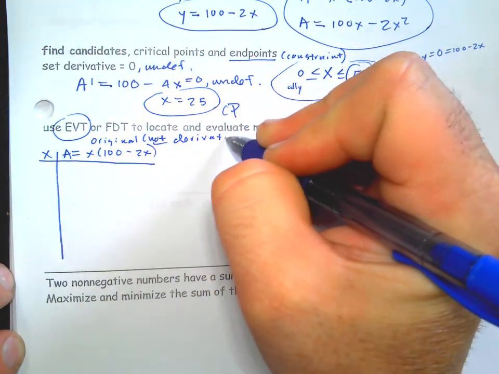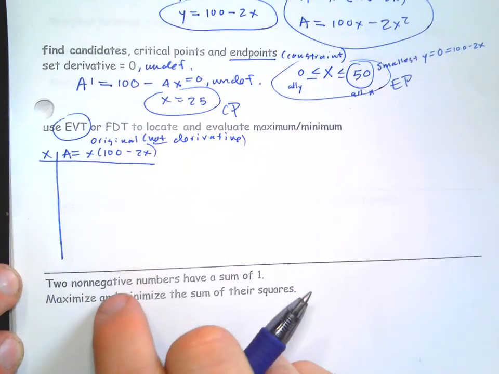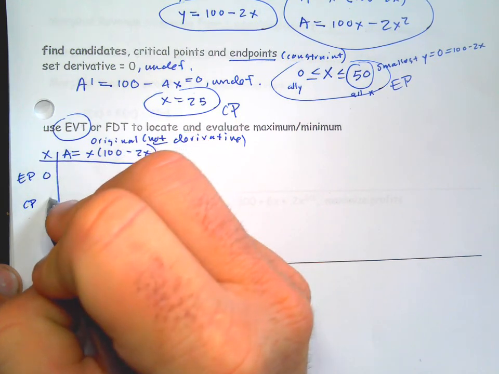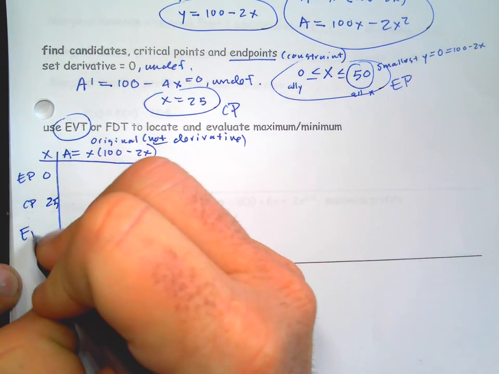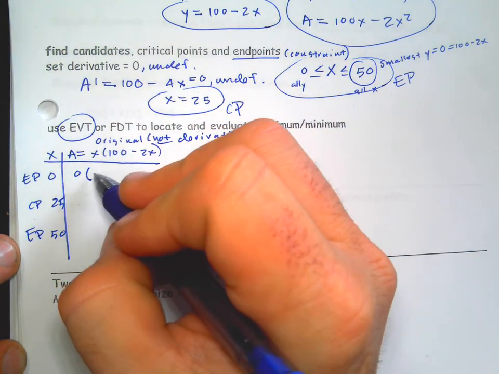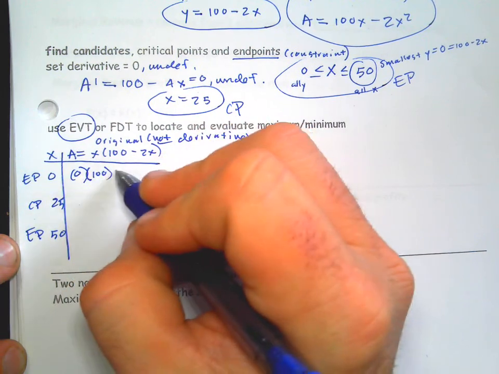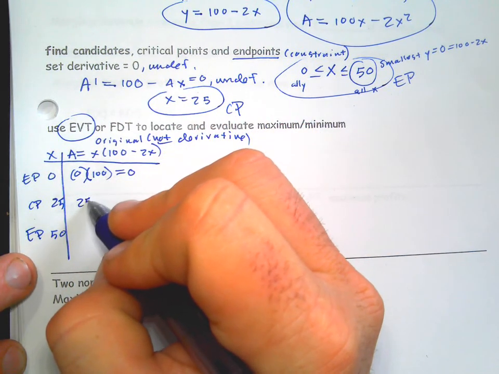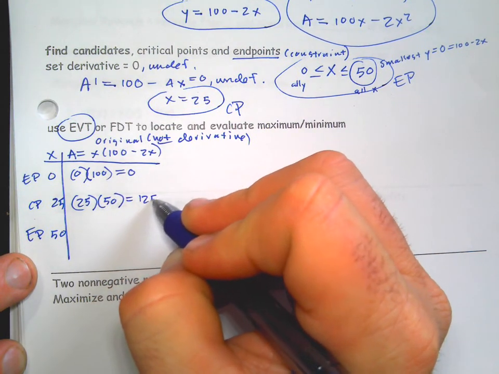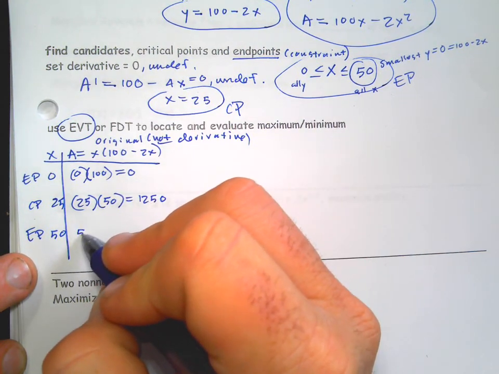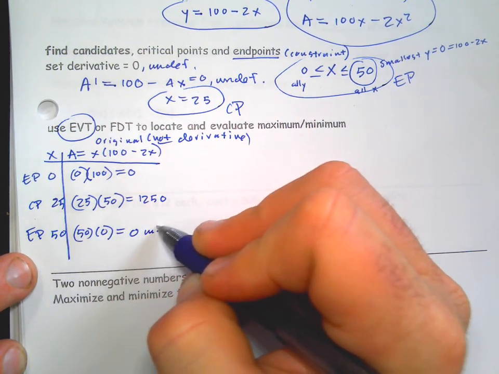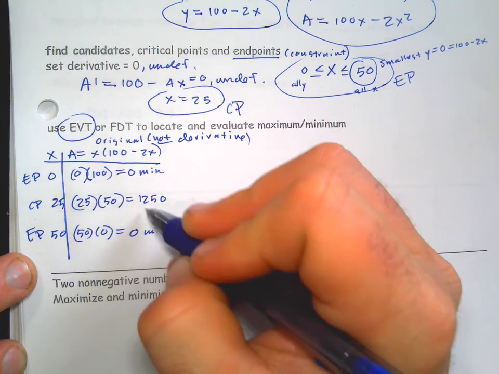Sometimes people accidentally decide to start plugging these into that last thing that you had. So we have our endpoints, and our critical points, and we're going to just test them all. So if you plug 0 in here, you get 0 times 100, which is 0. If you plug 25 in, you get 25 times 50, which is 1250. If you plug 50 in, you get 50 times 0, which is 0. So here's your min. There's a tie, and here's your max.